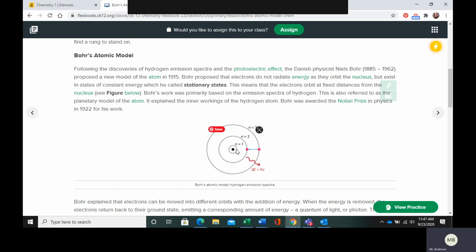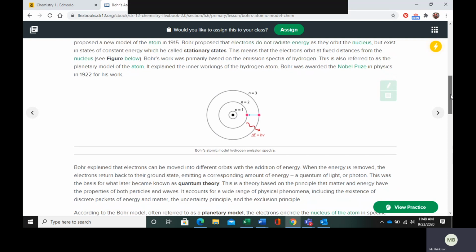Now, the lowest energy level is going to be the one that is closest to the nucleus. And as you get farther from the nucleus, those are going to be higher energy levels. He won the Nobel Prize in Physics in 1922 for his work.